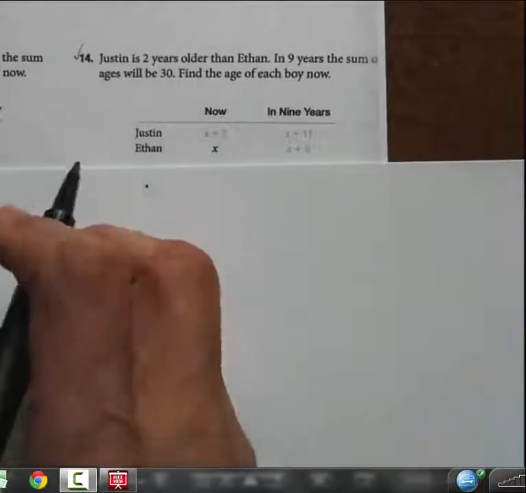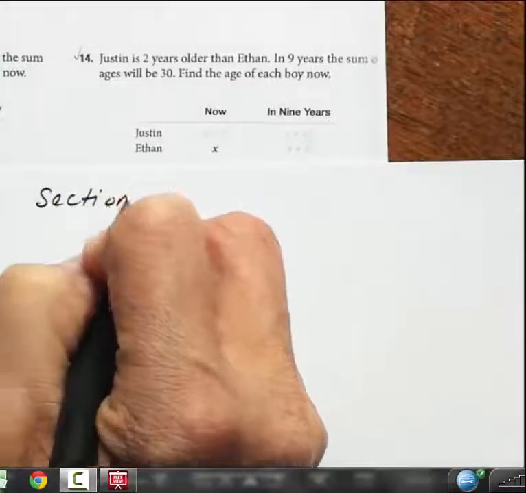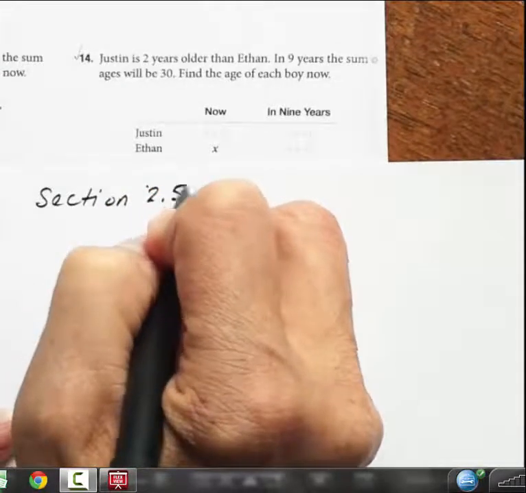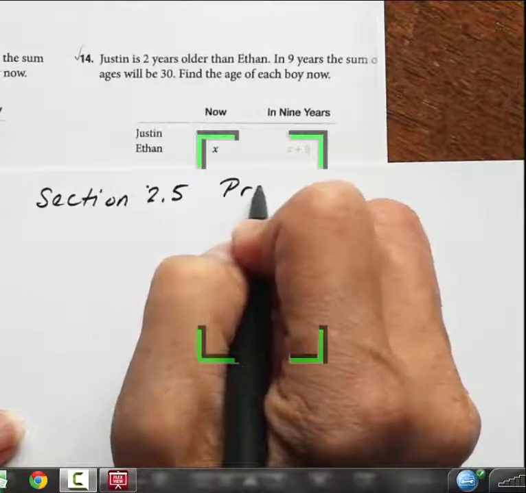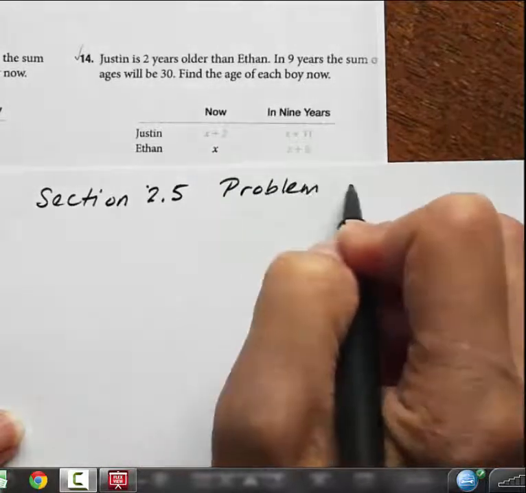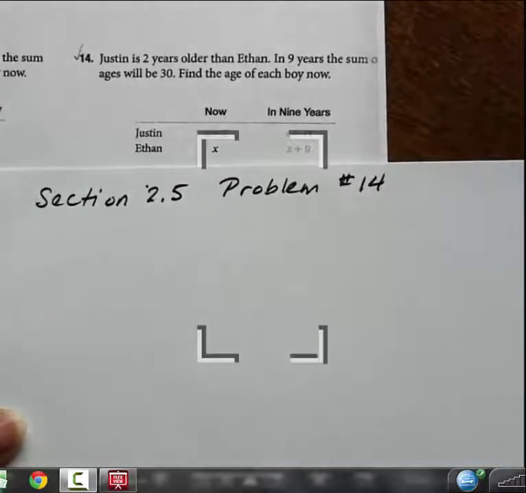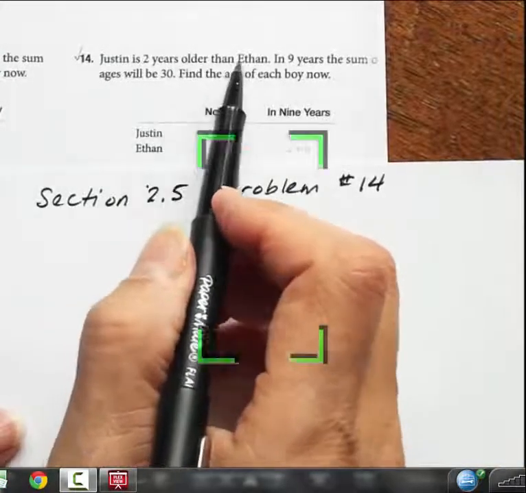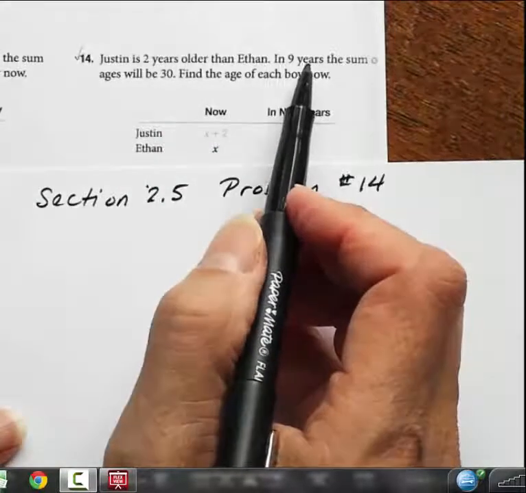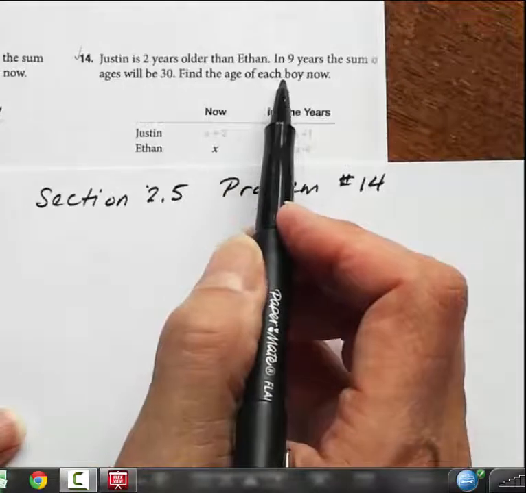The next problem we're going to do is again in section 2.5, and we're going to be looking at problem number 14. And here they've conveniently given us a chart, and it says Justin is 2 years older than Ethan. In 9 years, the sum of the ages will be 30. Find the age of each boy now.